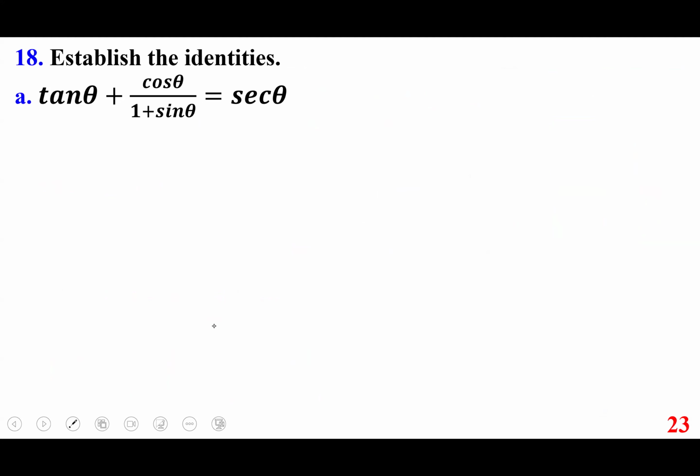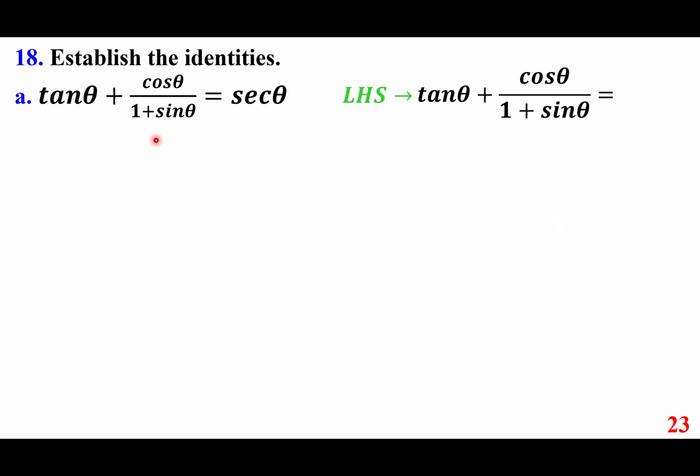Establish the identity: tan theta plus cosine theta over 1 plus sine theta is secant theta. We start with the more complicated side, the left-hand side. Tan theta plus cosine theta over 1 plus sine theta. And clearly, the best course of action would be to change the tan theta to sine over cosine. We take a common denominator, which is the product of these two. So cosine theta times 1 plus sine theta is the common denominator.